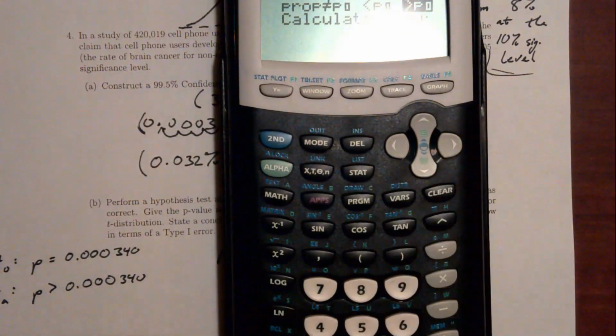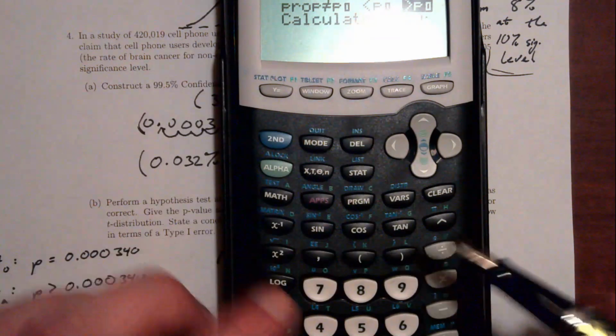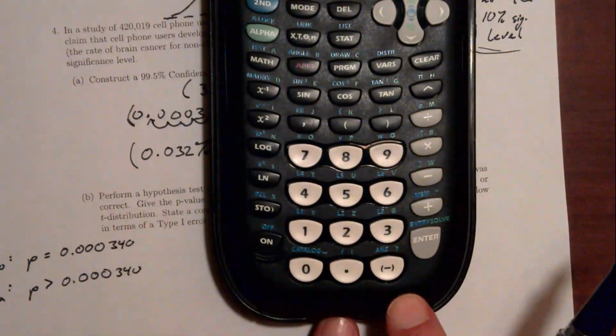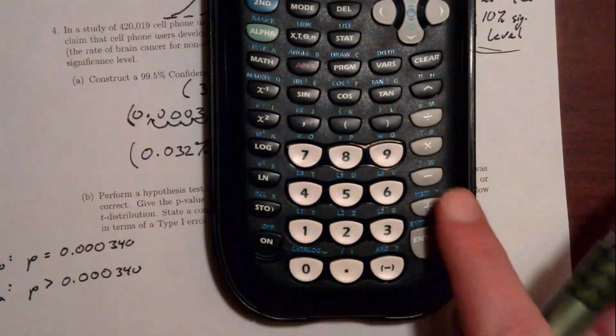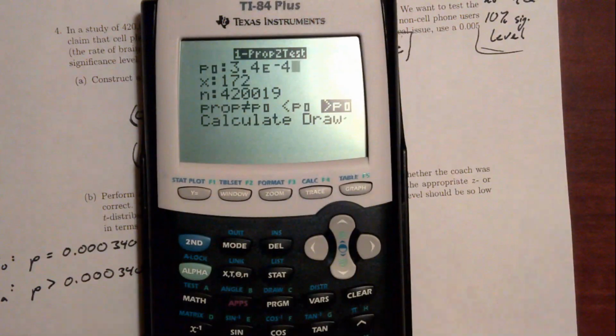It's the button right above 7. So you do second and E and -4. Make sure whenever you're doing a negative on a calculator, you use the negative button, not the subtract button. That will lead to an error. But in any case, you enter it, and see it accepts it that way as well. Calculate. So tails, right tail. Good. So calculate.